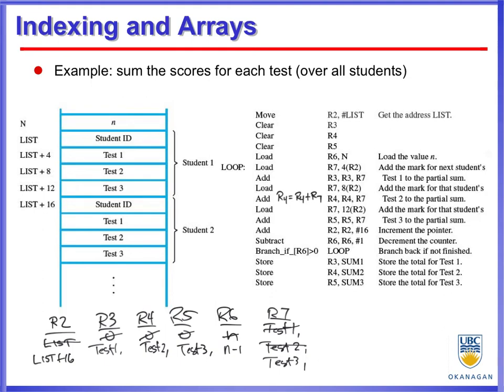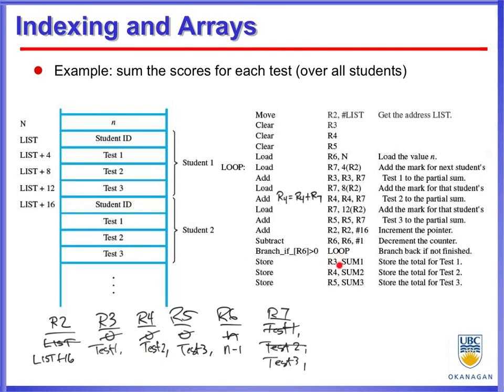Okay, so it's just going to add up all the test 1s in R3, all the test 2s in R4, all the test 3s in R5. And it's going to keep looping like this until our counter here, which is R6, finally hits 0. Okay, then when it hits this branch, this will be false, so instead of looping back here, it's just going to go on with the next instruction, which is a store instruction.